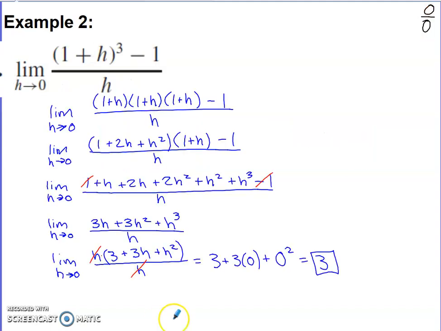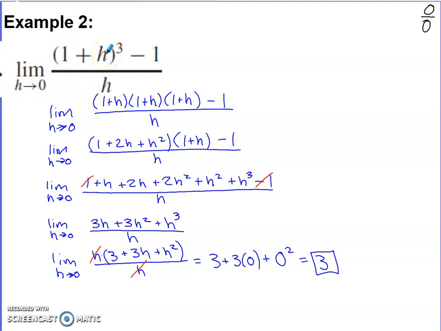Example 2. Same initial step. Now I do have a different variable here. It's h approaching 0. You'll see this quite a bit early in your calculus course because you're ramping up to eventually define a derivative. But for now, we just have to realize h is serving the role that x normally serves within these limits. So h is approaching 0.